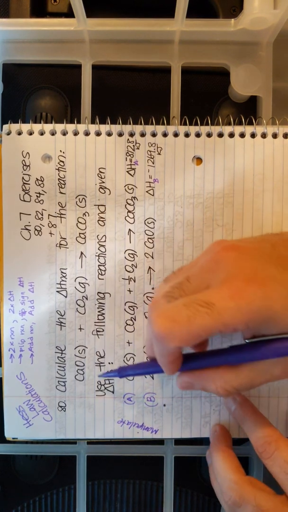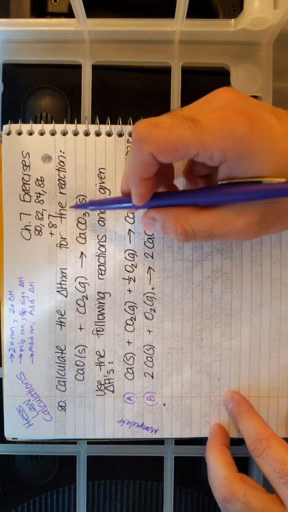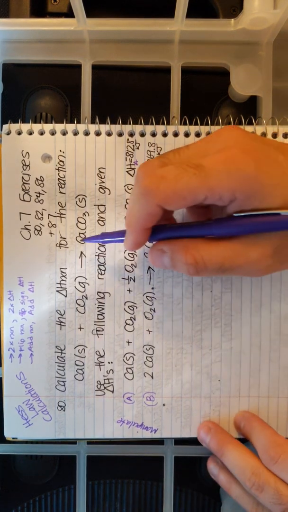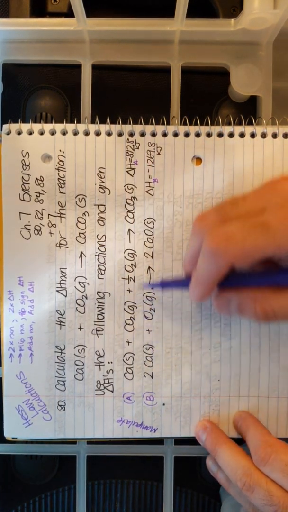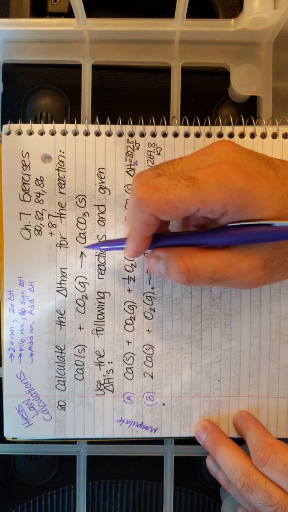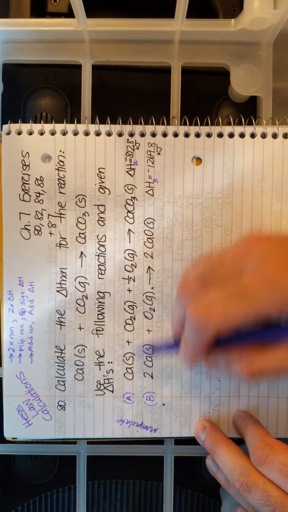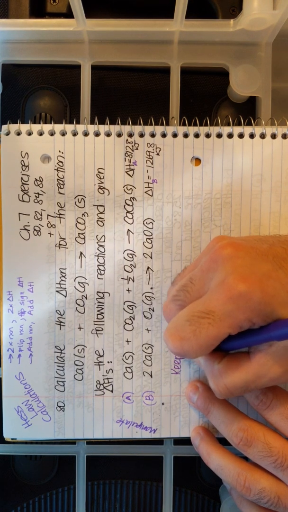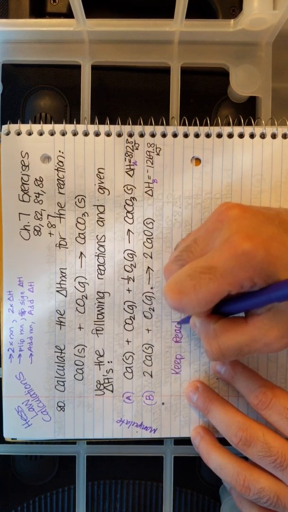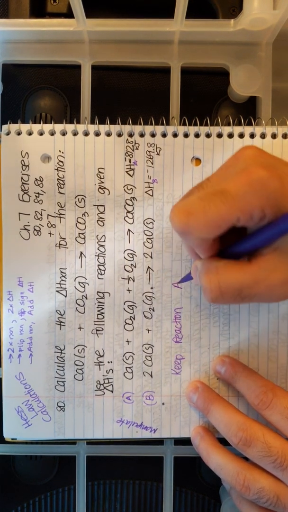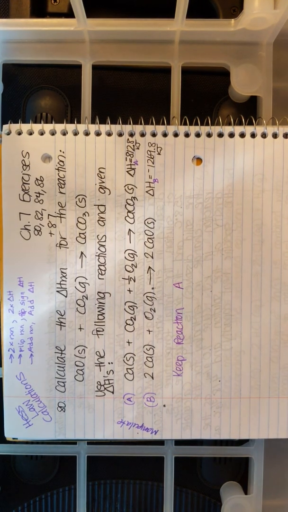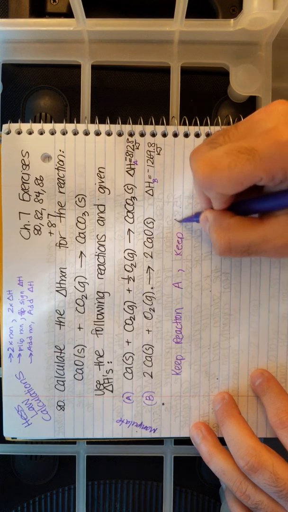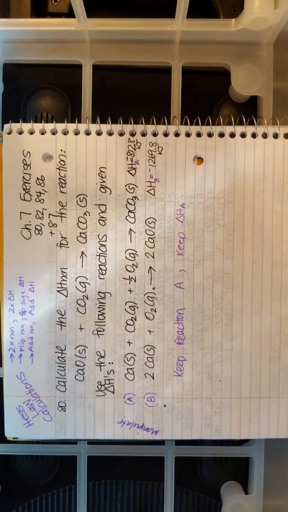So for example, I need CaCO3 as a product, and the only reaction that has CaCO3 as a product, and there's only one of them, is reaction A. So what I'm probably going to do is keep reaction A. I'm going to write that as a note. I keep reaction A as is, which means I keep delta HA as is.